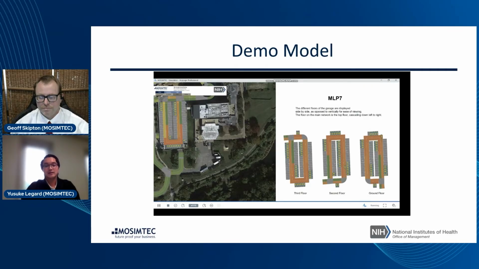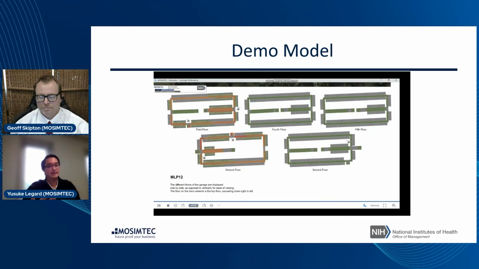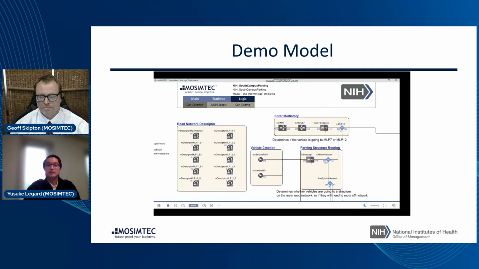And this obviously helps users visually understand the state of their model. We can also see MLP7 here or there, and that allows for movement within the structure. Doesn't allow, sorry. And here is MLP12, and we can see here vehicles routing up and down and across the floors. And like I said, the 6th floor is on the main network. We can also see the logic here.